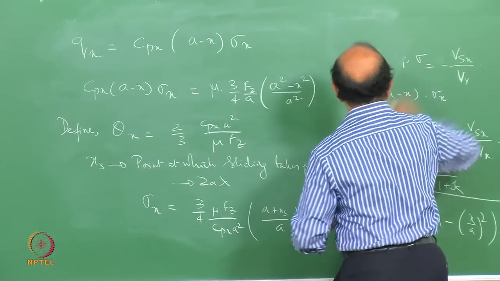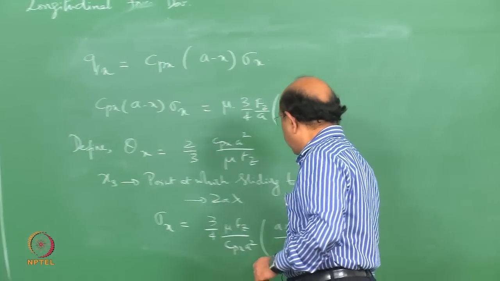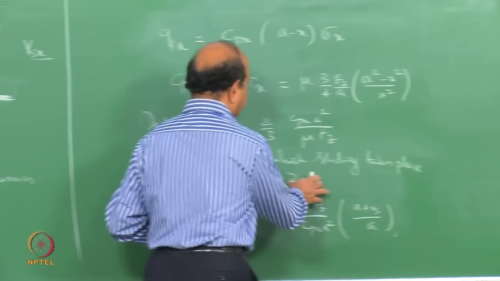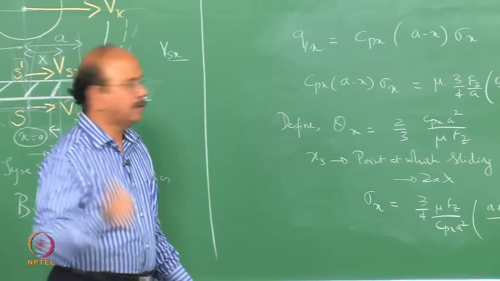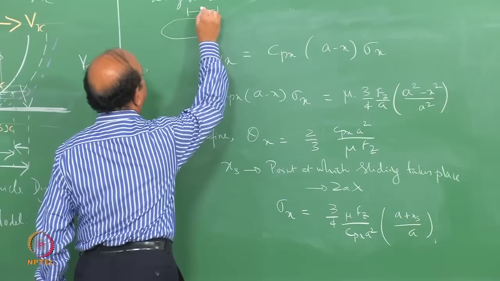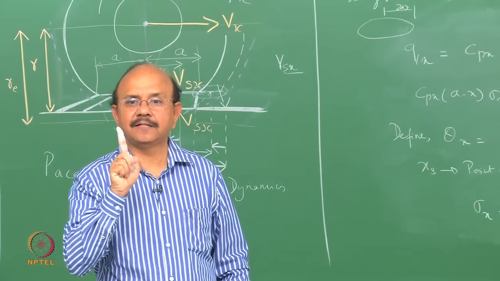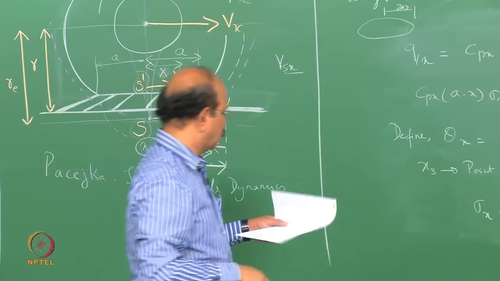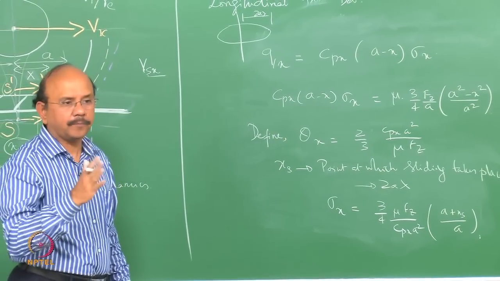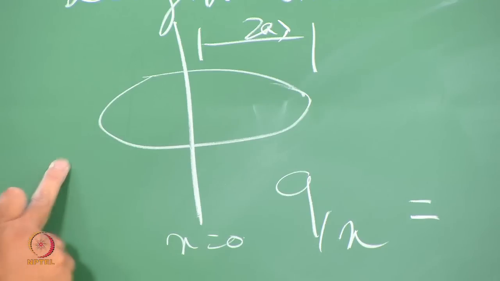Let me remove this. Now substitute for xs to be 2a lambda. If this is the contact patch, that is what we called 2a delta, so that lambda is equal to 1 is equal to 2a. But in terms of our x, note this carefully, there is a difference, because we are looking at x from the center. This is at x equal to 0. So in other words, this point is x equal to plus a, and that point is x equal to minus a.